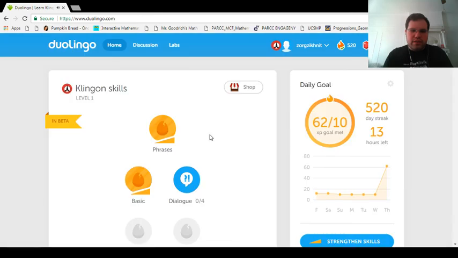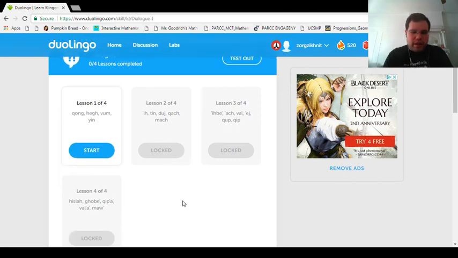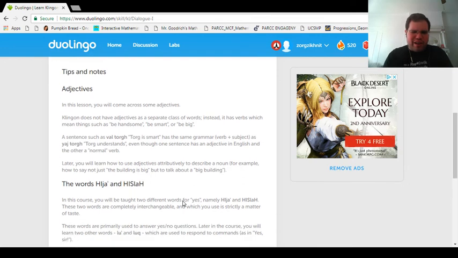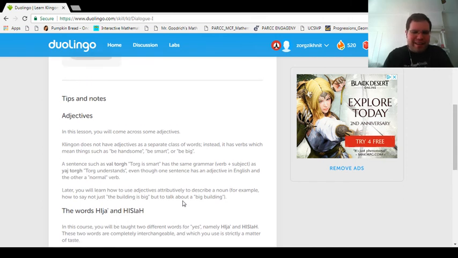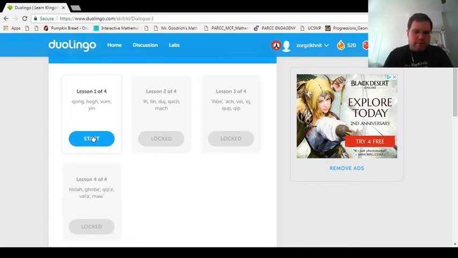2 lingots. Okay, I don't know how many more I have left in order to get out of level 1. Will be helpful. Okay, any helpful notes here? Okay, adjectives. Klingon does not have adjectives as a separate class of words. Instead, it has verbs that mean things such as, okay, I think, yeah. As verbs, which mean things like be handsome, be smart, or be big. And so, yeah, I think, good.